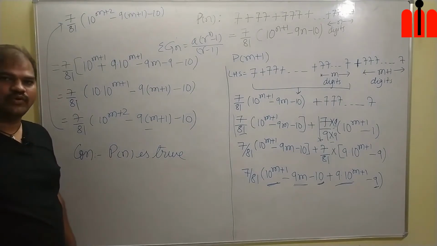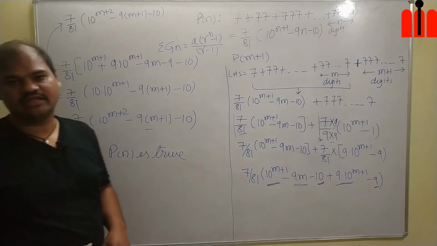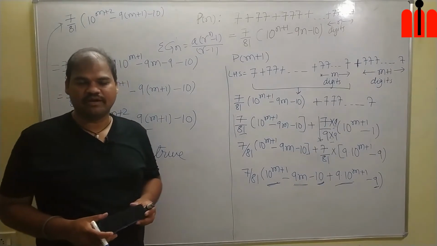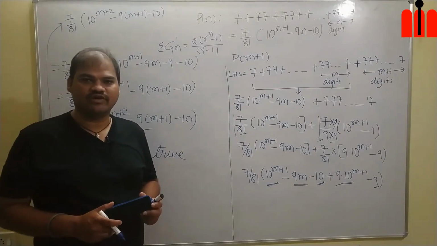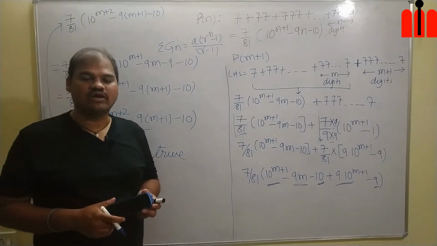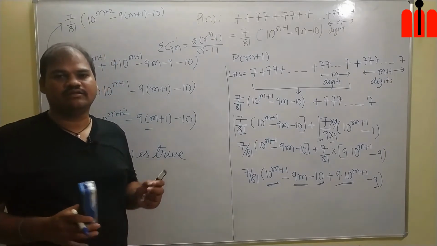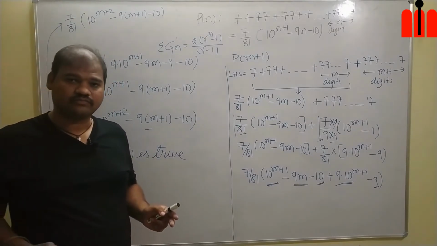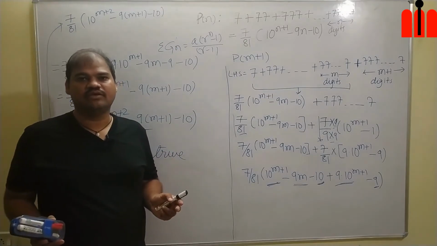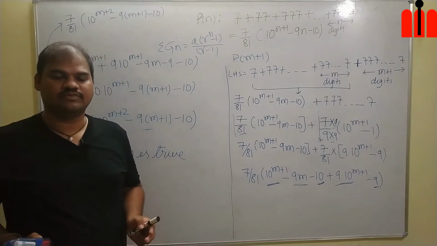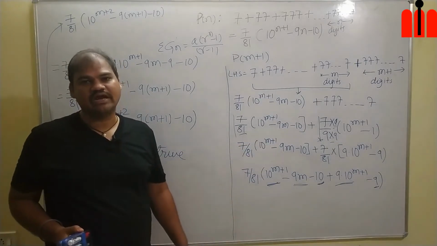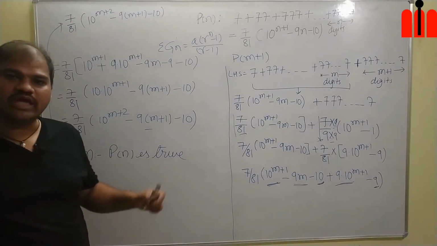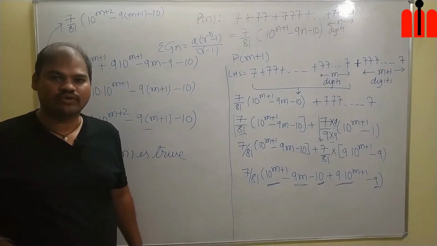Done? Okay. So what had we done in this problem? We had written a concrete statement. After the concrete statement, once we moved to Pm plus 1, we took the term which has m plus 1 digits. By using a GP, we formulated that term. That term we replaced, and we came up with the conclusion that Pm plus 1 is true, hence Pn will be true. Okay?